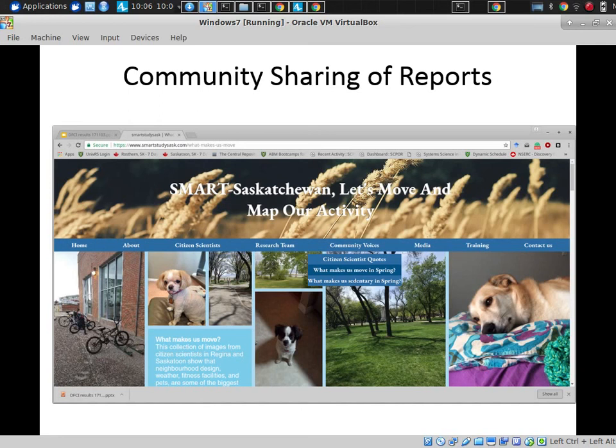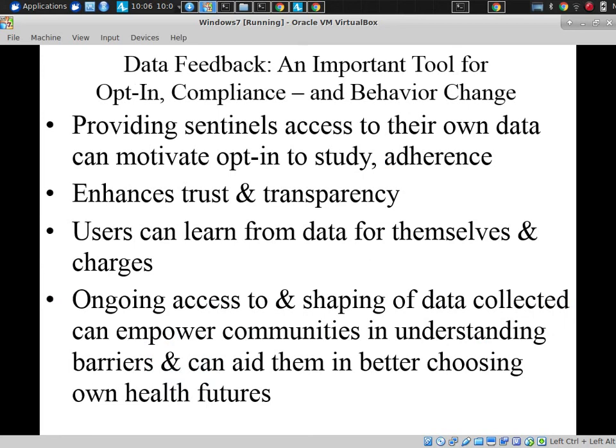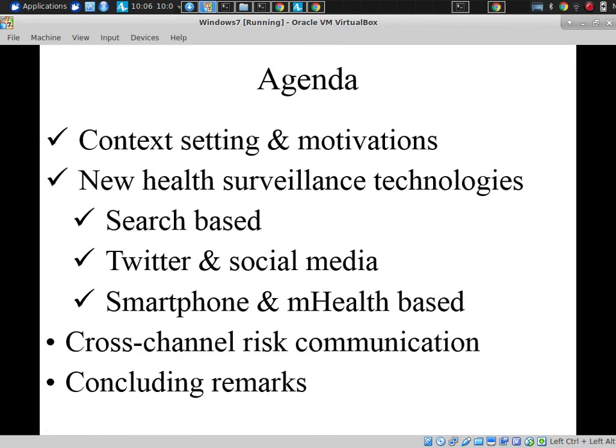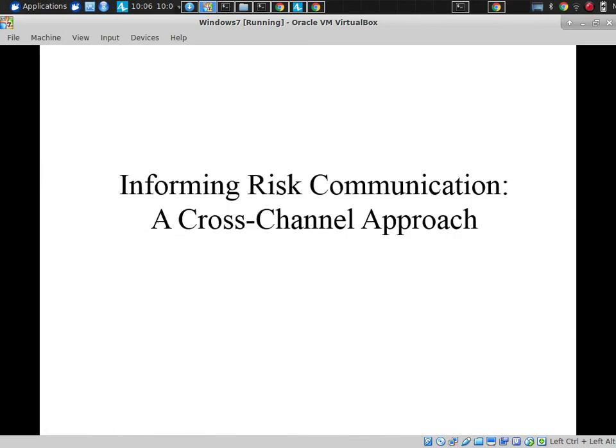We've done this for areas, for example, related to physical activity and messaging related to promotions for physical activity. People can share information about what draws them out to engage in physical activity, and what the barriers are in their community. So it's an aspect of community sharing of perceptions. This has been an important tool for building trust, building behavior change, building opt-in by individuals, and in some cases adherence as well. We provide the information back to them on an as-willing basis.